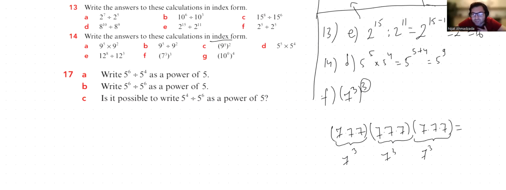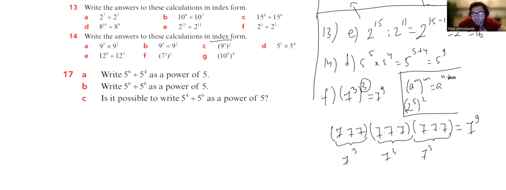I have 9 sevens. So what is the rule? The answer is 7 to the power of 9. So if I have a to the power of n, all to the power of m, the result will be a to the power of n times m. An example could be 2 to the power of 5, all to the power of 2.